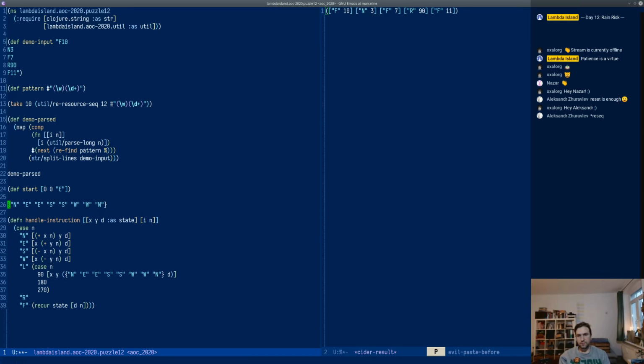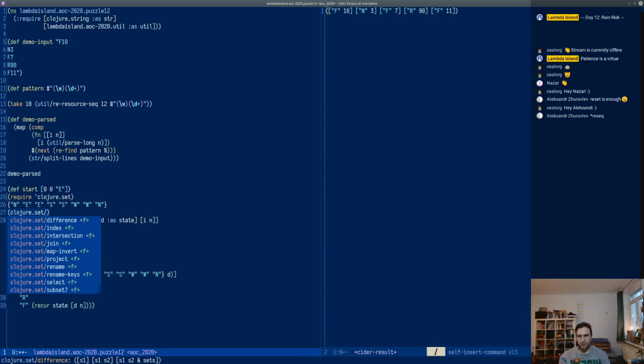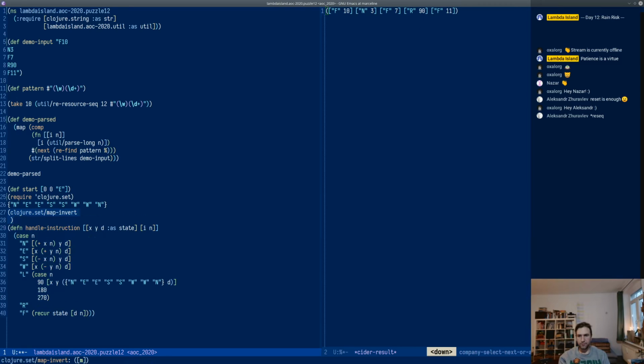And then Clojure set has this, I forget what it's called, but there's a utility function in Clojure set for sort of flipping the keys and the values in a map. Map invert, is it this one?